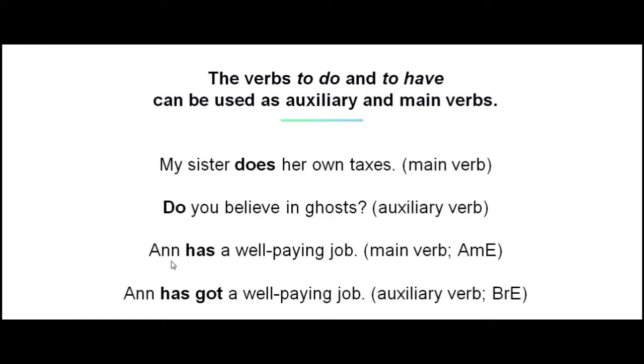And in the sentence, Anne has a well-paying job, the verb has is used as the main verb. Anne has got a well-paying job. Has got, auxiliary verb.